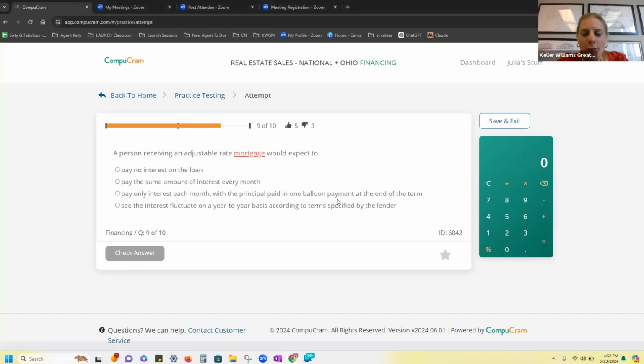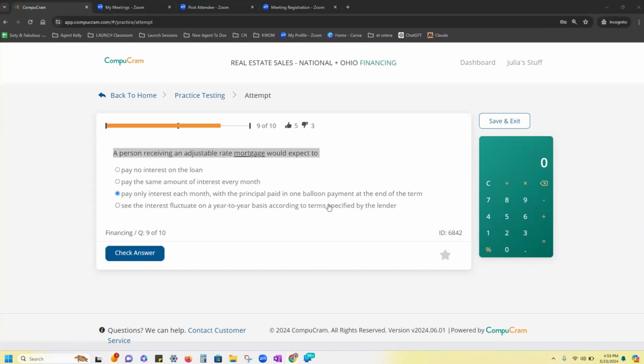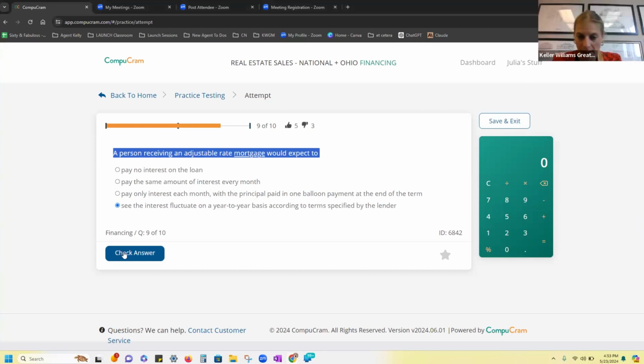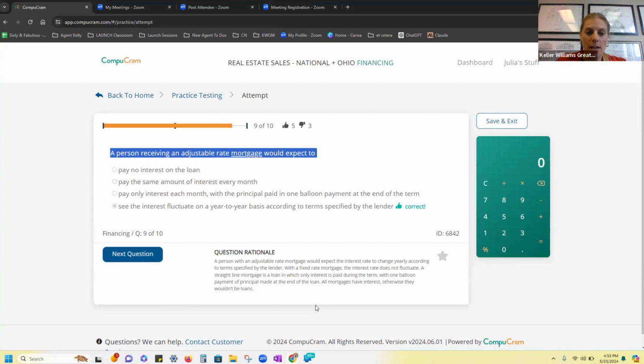Okay. So feel free to share your answers out loud and we can just roll through these. A person receiving an adjustable rate mortgage would expect to A, pay no interest on the loan, B, pay the same amount of interest every year, C, pay only interest every month with the principal paid in one balloon payment at the end of term, or D, see the interest fluctuate on a year-to-year basis according to the terms specified by the lender. I want to say D. D? All right, and that is correct. So again, with the fluctuation on a year-to-year basis, according to terms specified, the lender is going to be your adjustable rate mortgage.